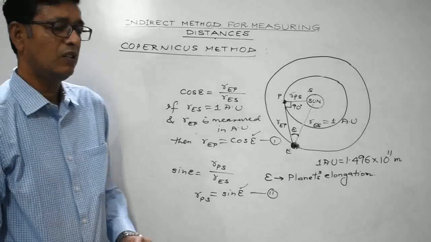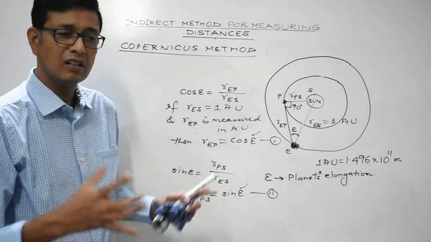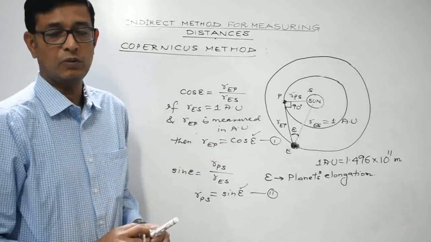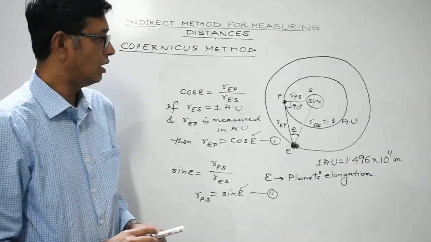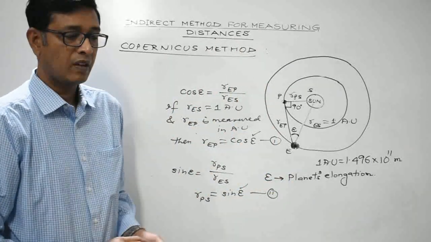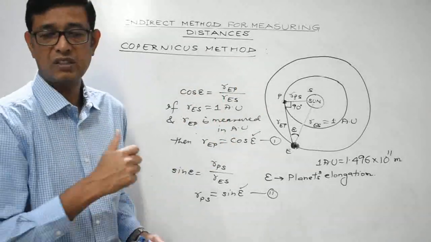So we have discussed various indirect methods of finding size of an astronomical object or to determine the distance of astronomical objects. Right? I hope you will study all these topics thoroughly. Right? So please concentrate on your studies and do study consistently.